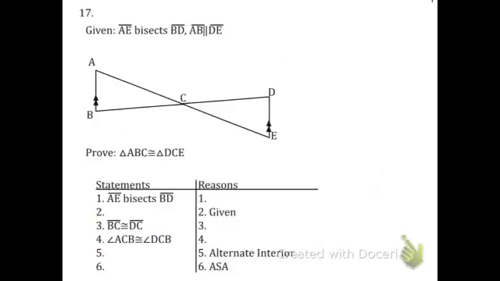Man, that's messed up. Okay, moving on to 17. Like I said, these get progressively more complex in their nature and in their ambiguity. Okay, AE bisects BD. AE is bisecting this guy, and so we know that those are going to be congruent. And look, that statement's right there, and we know that's by the definition of bisect.